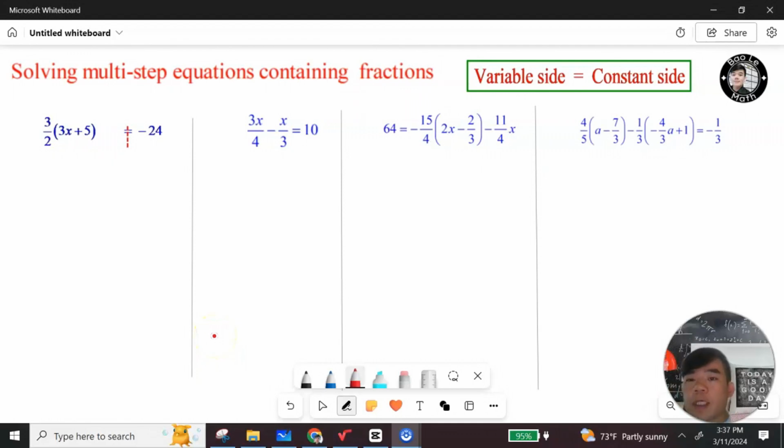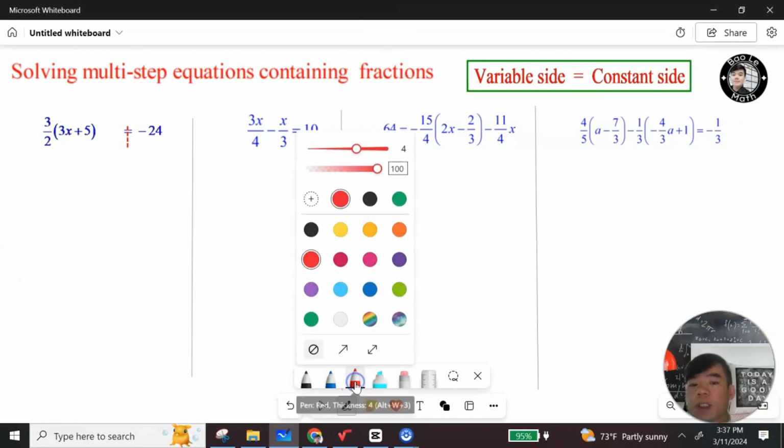Hello everyone. In this video, we're going to learn how to solve multi-step equations containing fractions. Before we start, go ahead, pause the video and give it a try. Okay, let's get started.